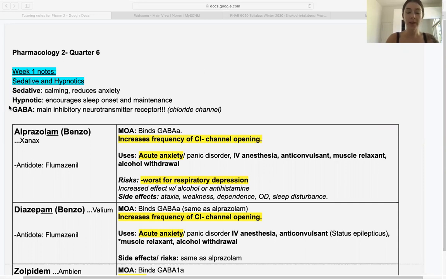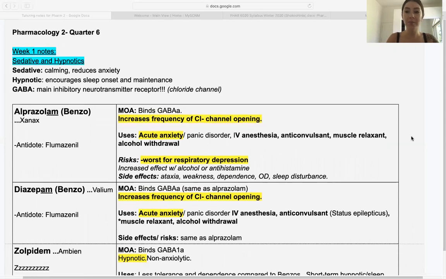During week 1, we're going to be talking about sedative and hypnotic drugs. A sedative is usually calming and is used to reduce anxiety. Hypnotic will encourage sleep. Both usually work with GABA, which is the main inhibitory neurotransmitter. If you didn't watch the intro to pharmacology, physiology, and drug strategy video, I highly recommend it so you understand the mechanism of action of these drugs a little bit more fully.